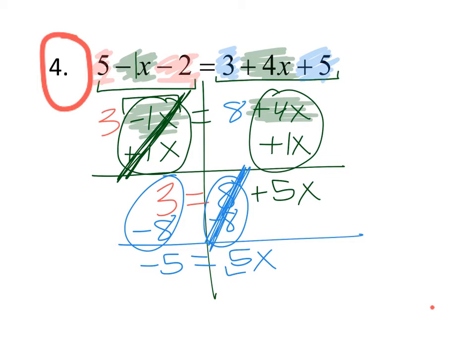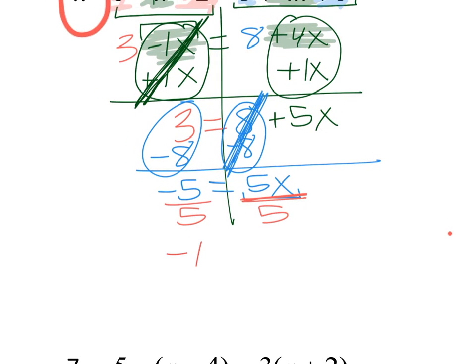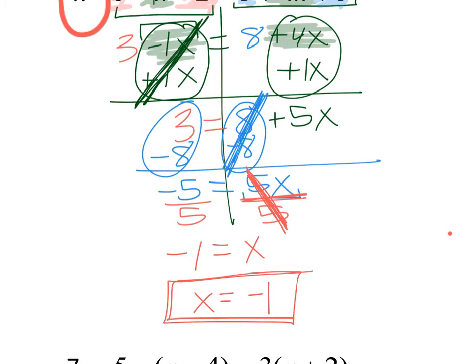And to finish up, I have 5 times x, so I'm going to divide both sides by 5. Negative 5 divided by 5 is negative 1. 5 divided by 5 is 1. That leaves us with just x. And I can flip that around so x is first, so x equals negative 1 on that one.